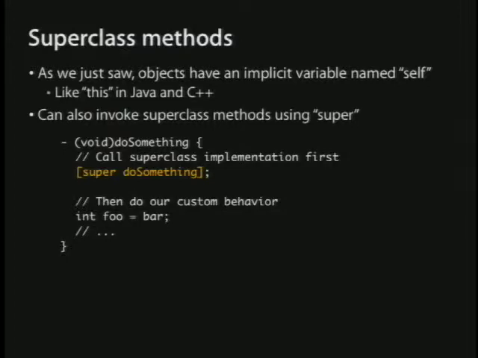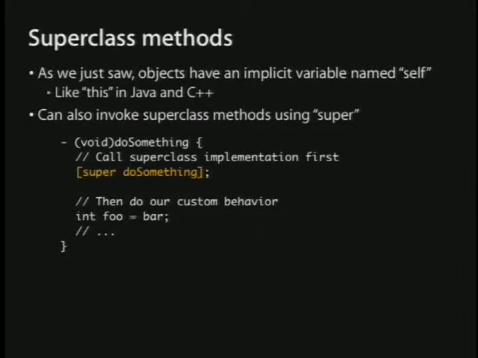OK, so a little more about super here. If our superclass has this method called doSomething, and we want to override that behavior in our subclass, we will call super doSomething, and then we'll do whatever we need to do. And again, depending on your implementation, you may want to perform your actions before you call the superclass, but that's up to you to define based on your implementation.